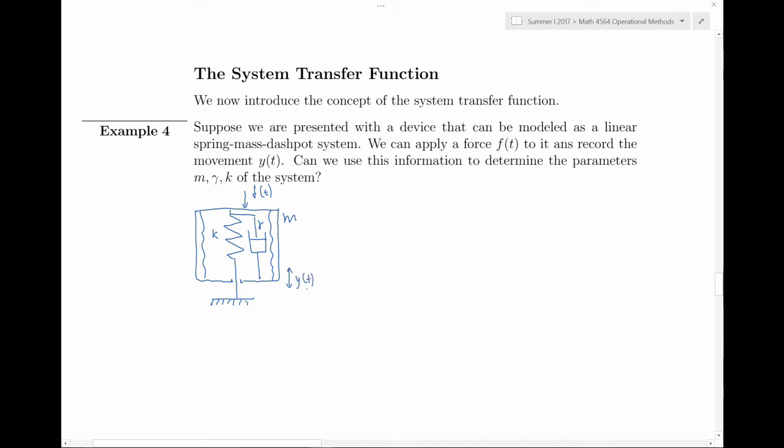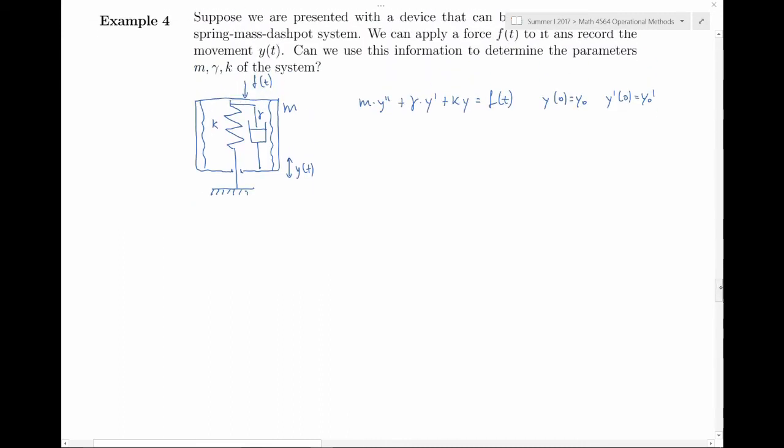The differential equation for this situation will look like m times y double prime plus gamma times y prime plus ky equals the forcing term. And the initial conditions are y naught and y naught prime. So suppose we applied some forcing to it and we observe the reaction. Can we determine the coefficients k, gamma, and m?